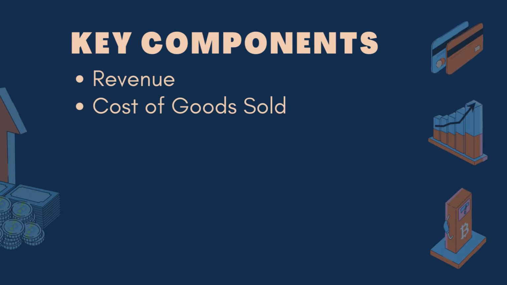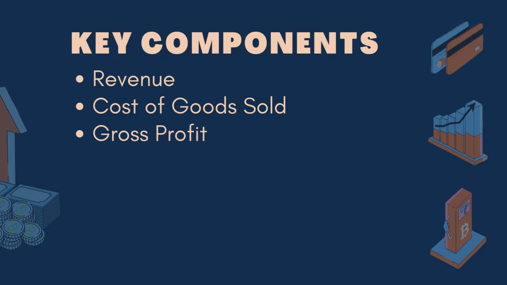Cost of goods sold. The cost of goods sold represents the direct expenses associated with producing goods or services. It encompasses raw materials, labor, and manufacturing overhead. Calculating the cost of goods sold provides insights into direct costs incurred to generate revenue.